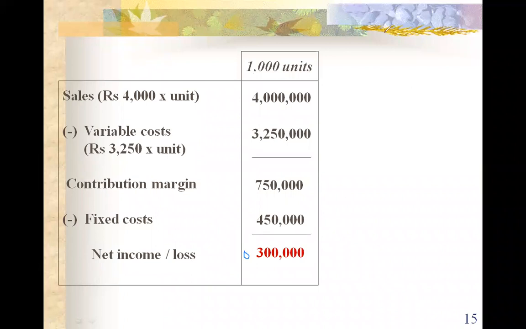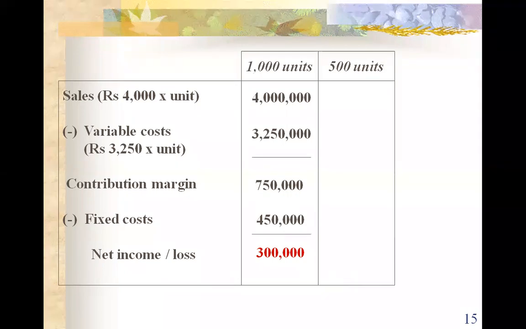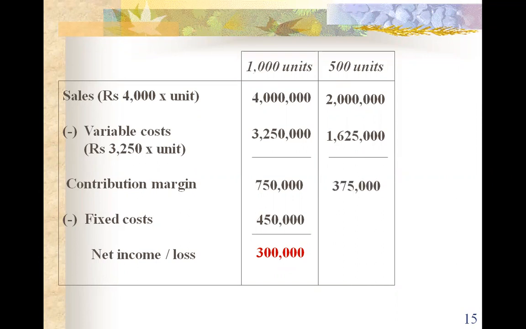So দেখেন এখন আমরা পরেরটাতে দেখি। If it sold 500 units, then in that case our sale price is 20 lakh, variable cost is 16,25,000, and contribution margin is 3,75,000, and fixed cost is 4,50,000. But we will incur a loss here, 75,000 loss.